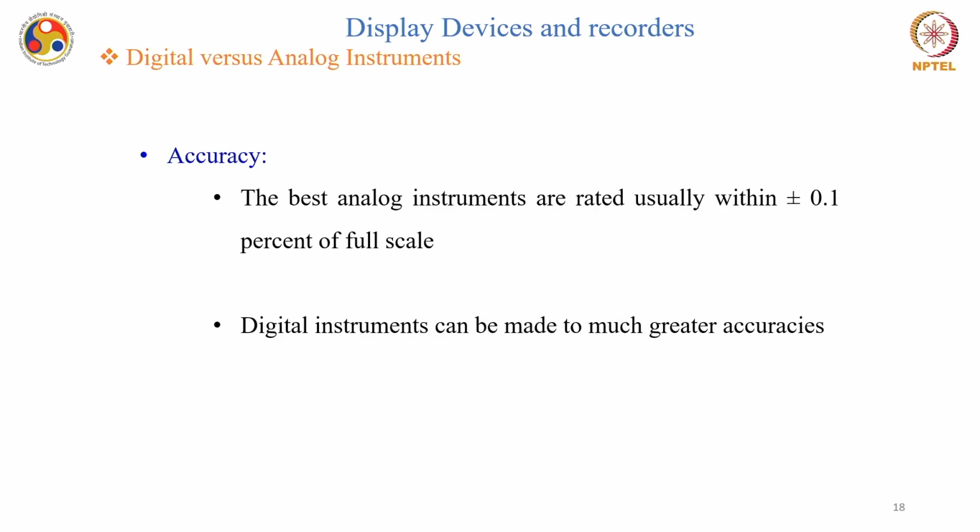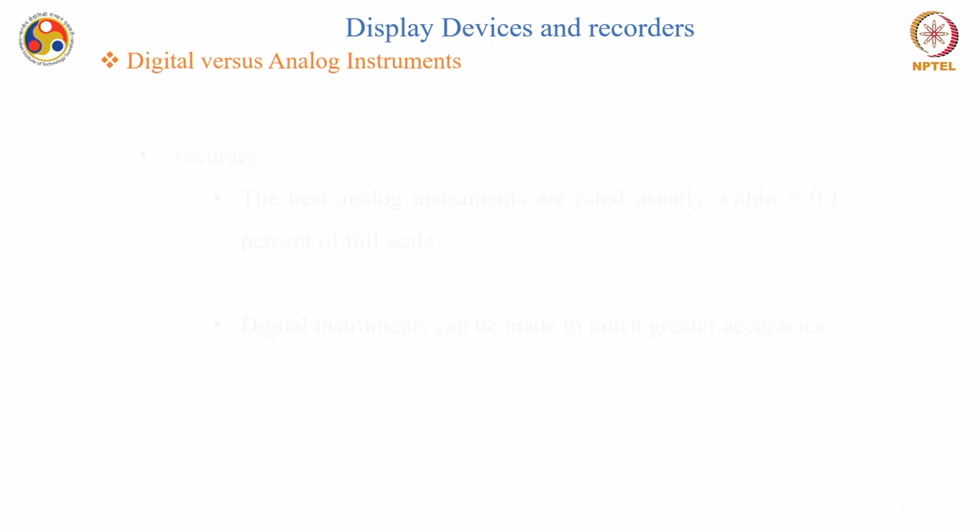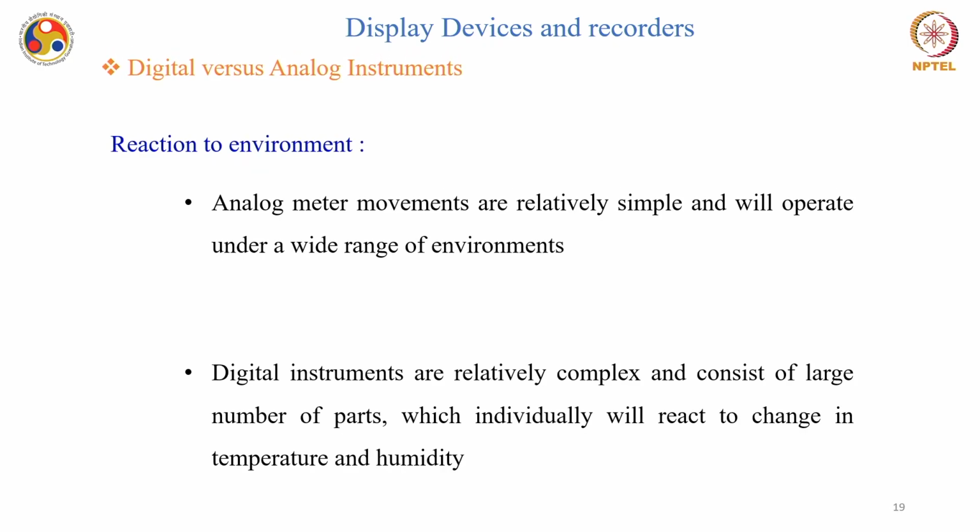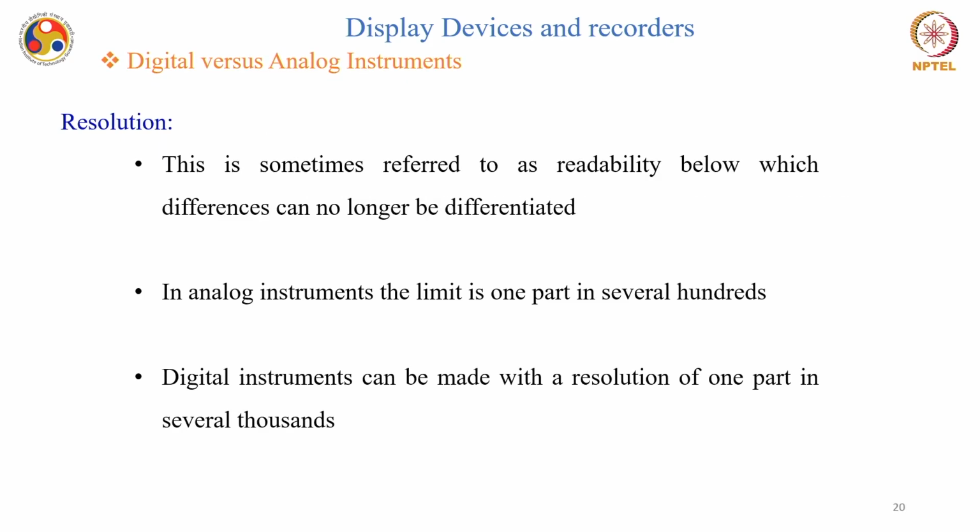The power requirements of digital instruments are not as high as those of analog instruments, and if you compare a digital versus an analog instrument, the accuracy of the digital instruments is much better. The best analog instruments are rated usually within plus minus 0.1% of full scale. Digital instruments can be made with much better accuracies. The reaction to environment is also much better for digital devices. Analog meter movements are relatively simple and will operate under a wide range of environments, while digital instruments are relatively complex and consist of a large number of parts which individually will react to changes in the temperature and humidity in the ambient.